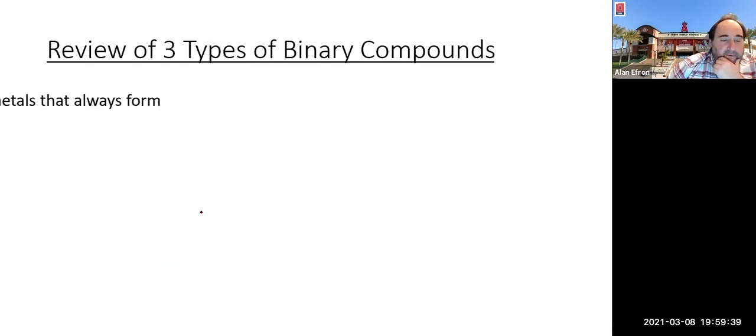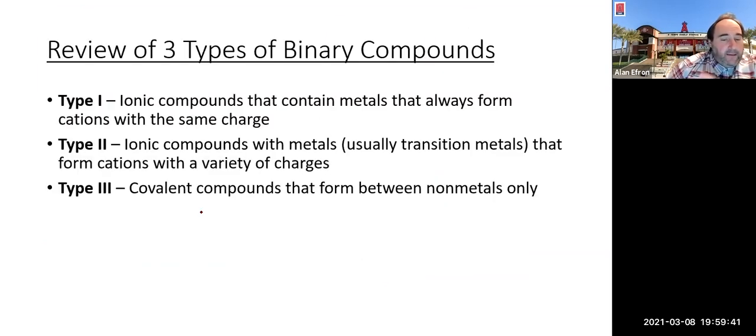So just to review what we just talked about: type 1, ionic compound, no sharing of electrons, transfer of electrons. The metal has a fixed charge, so no Roman numeral needed. Type 2, metal and nonmetal, ionic compound. The metal has a variable charge, which is why we do use Roman numerals to tell us what charge it is. And type 3, nonmetals, sharing of electrons, prefixes only. Any questions on any of those?